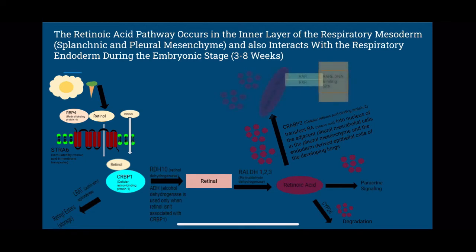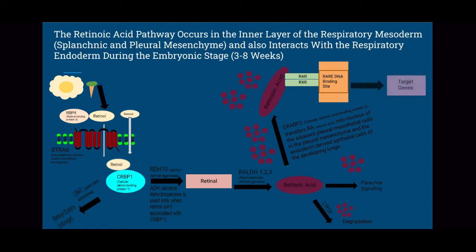In the nucleus of the mesothelial and epithelial cells, retinoic acid binds to the RARE DNA binding site by binding to retinoic acid receptors, or RAR, which bind to retinoid X receptors, or RXR. This complex affects transcription of target genes, some of which will be discussed next.